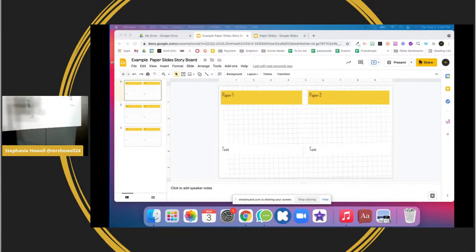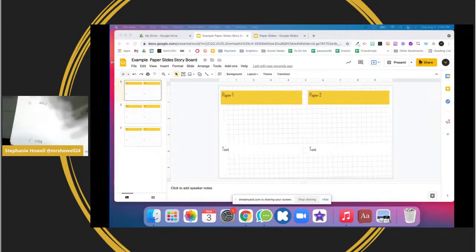Okay, paper 1. So right there I've got, and I hope you can kind of see this. I know it's probably really hard. I don't even know if it's upside down. I can't even see what it's doing. Let me try to remove the screen real quick.